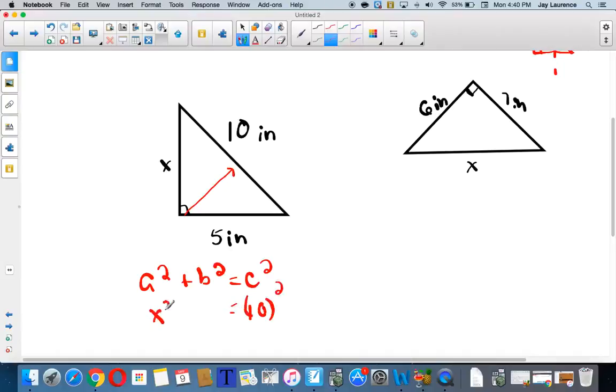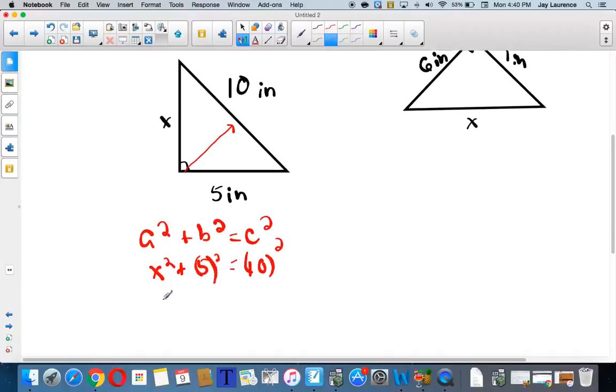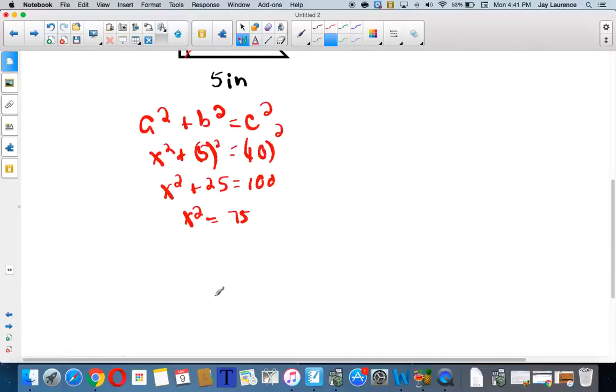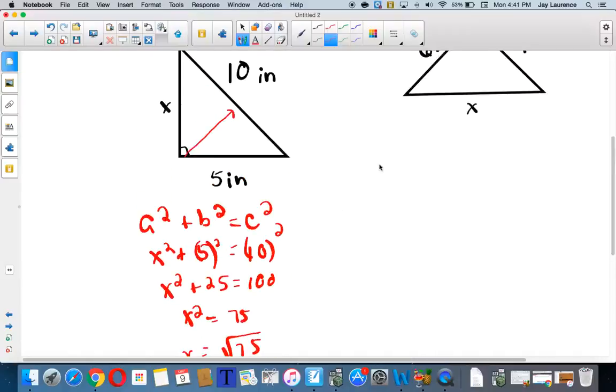Okay, and then I'm going to go x squared plus 5 squared. And so I'm going to get x squared plus 25, and that's going to equal 100. So x squared is going to equal 75. And that means that x is going to be the radical of 75. And simplified, I should get, let's see, that could be 25 times 3. And so we're going to get 5 rad 3. That would be an exact answer, right? Of course, I could multiply 5 times the square root of 3 and get the decimal approximation.